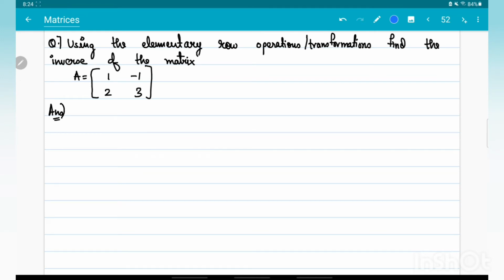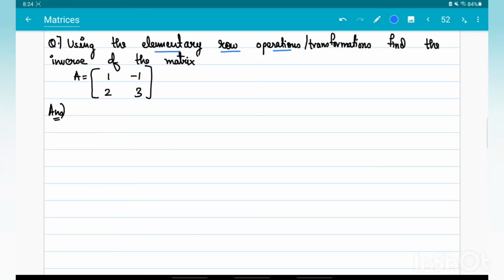In this question they have asked us to use the elementary row operations, or you even call them transformations, and we have to find the inverse of this matrix A. Now in this question they have specified that we have to use the elementary row operation. Even if they don't specify, you can use either elementary row operation or elementary column operation. By using any one of them you'll get the answer.